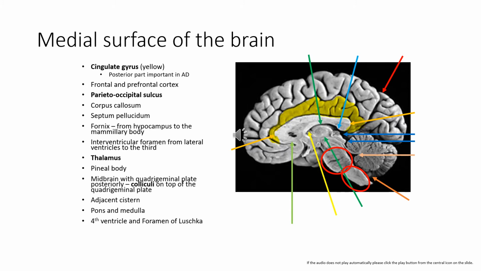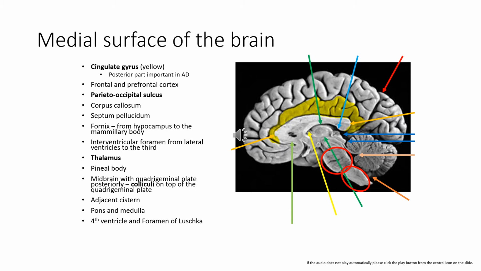In between, you can see the septum pellucidum, and this is a thin division that we'll see on axial imaging. And this is the little triangle of curving grey matter that we see deep to the corpus callosum. We can see the fornix, which is the yellow arrow, and this is a white matter tract that connects the hypothalamus to the mammillary bodies.